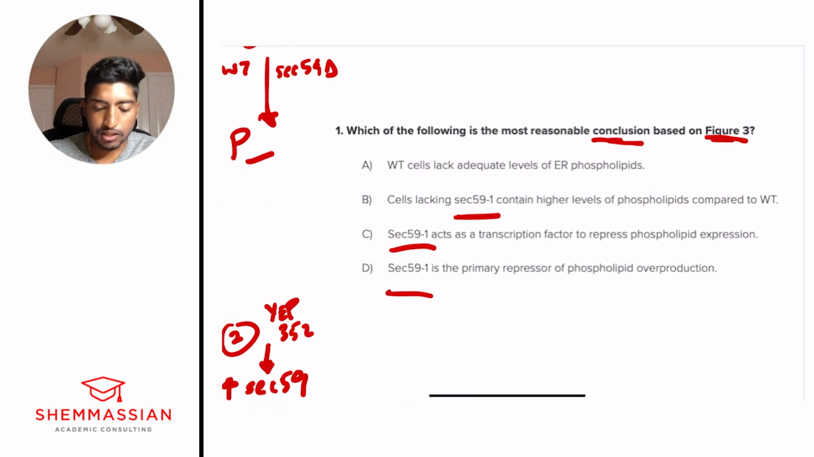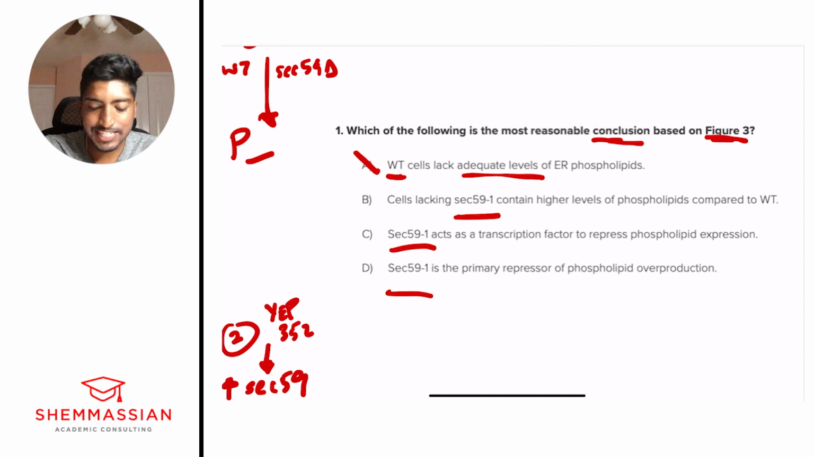So let's go through answer choice by answer choice. Answer choice A, wild type cells lack adequate levels of ER phospholipids. That doesn't really make sense, right? Wild type cells lacking adequate levels? Cross that out. Wild type cells should have normal levels of ER phospholipids. So we can already eliminate A.